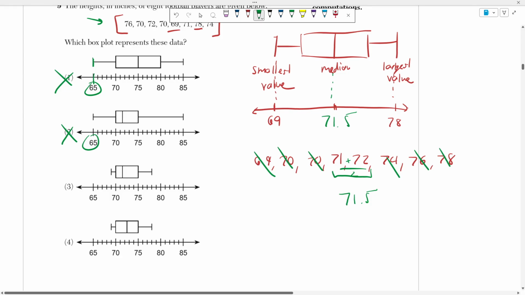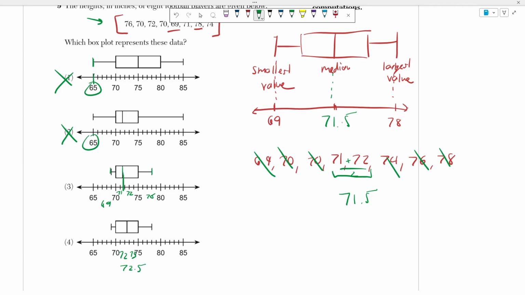All right, so now I'm left with choice 3 and 4. 3 and 4 both align at 69 and 78, so I know that the whiskers are correct, but what about the median? And that's why I had to calculate the median, because the median for both of these are different. This one, if I were to extend this line downwards, lies between 71 and 72, which is 71.5. This one lies between 72 and 73, which would be 72.5.